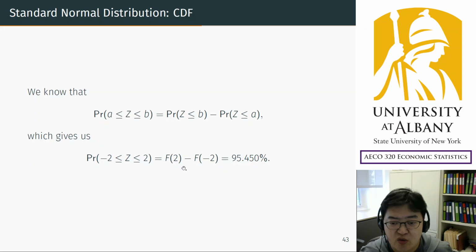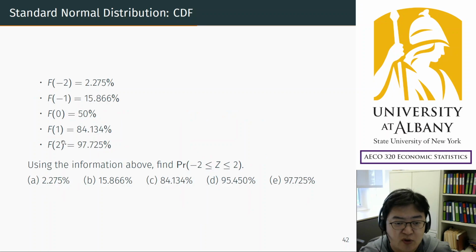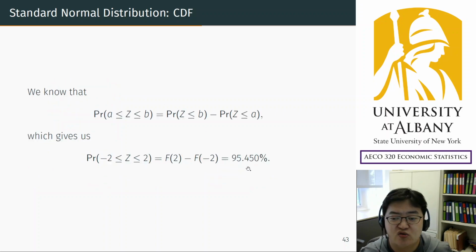So we know this, we know this. We know smaller than 2 is 97%, but of them, 2.2% is smaller than -2. So take the difference, subtract. Then you get 95.450%. This is the probability between ±2.